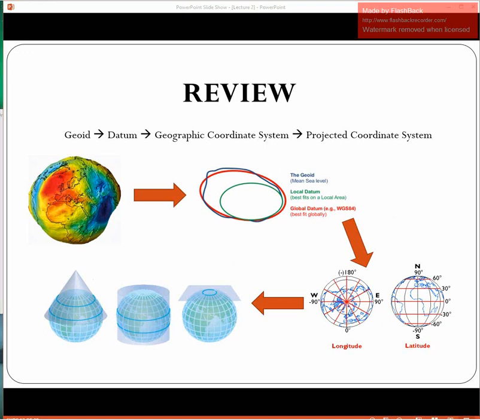So to review, let's just look quickly at how we got from our real Earth to our flat map. We started with our geoid, the imperfect lumpy potato, and then we regularized it and averaged it out and created an ellipsoid, which then was manipulated to become the datum. The datum was divided up into latitude and longitude into a geographic coordinate system. And then a three-dimensional sphere with all of its lines had a light bulb stuck in the middle of it and was shown onto a piece of paper and drawn out to create our flat map.